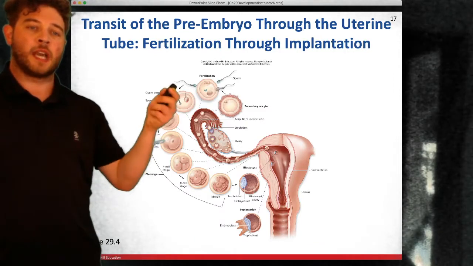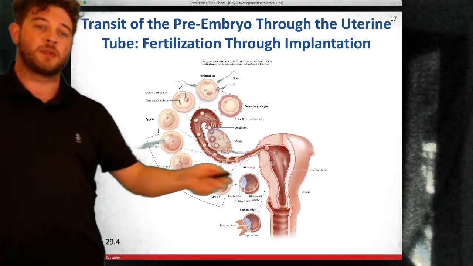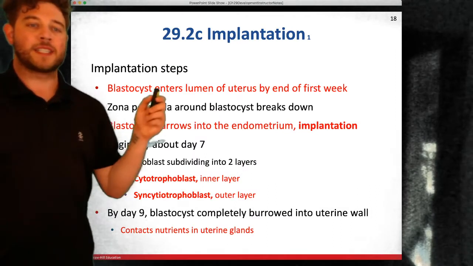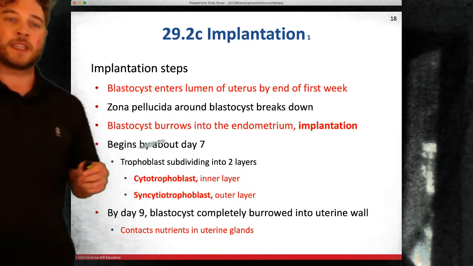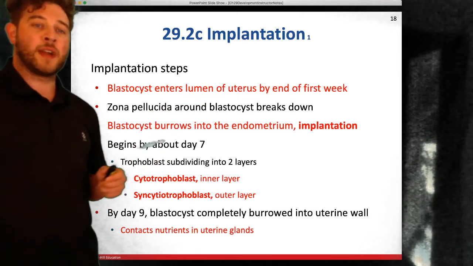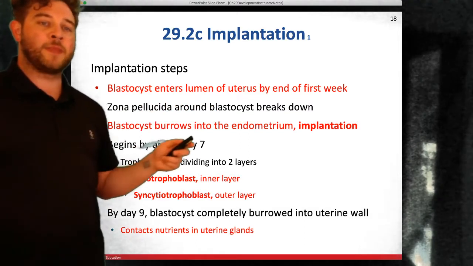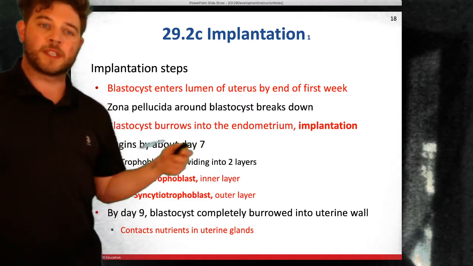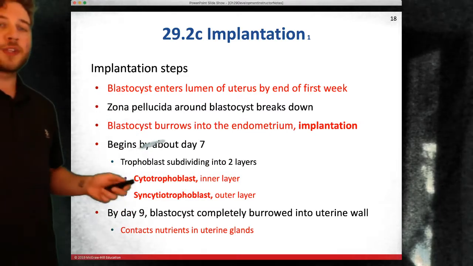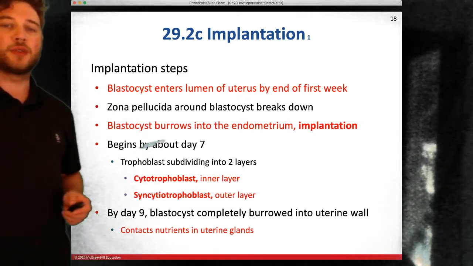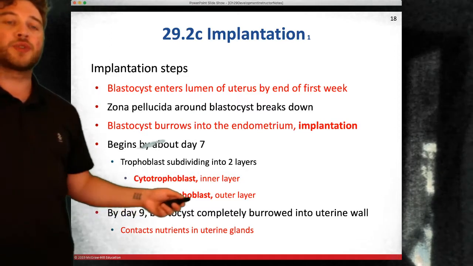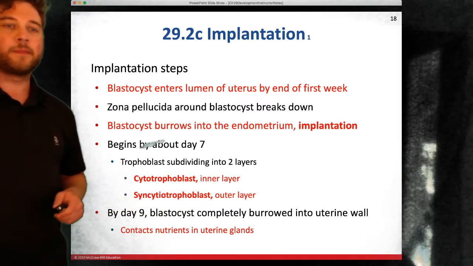There is the development as it travels to implantation. Okay, steps to implantation. The blastocyst enters the lumen of the uterus by the end of the first week, usually about day 7. The zona pellucida around the blastocyst breaks down, and then it buries into the endometrium. This is when you have implantation. Beginning on day 7, the trophoblast divides into 2 layers, the cytotrophoblast, which is your inner layer, and the syncytiotrophoblast, which is your outer layer.